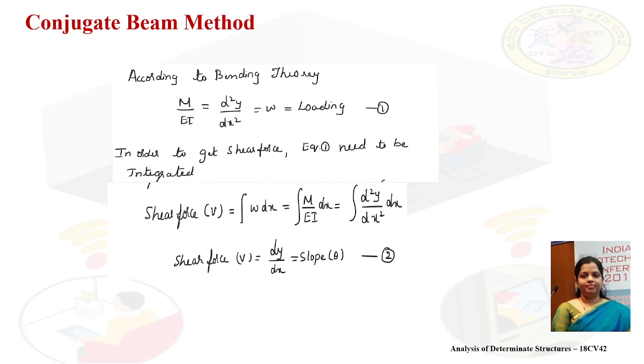In order to get shear force, equation 1 needs to be integrated. Shearing force V is equal to integration of W into dx. Here W is equal to M by EI. So substituting the value of M by EI, we will get integration of M by EI into dx. This will be equal to integration of d square y by dx square into dx. Therefore, shear force V will be equal to dy by dx.